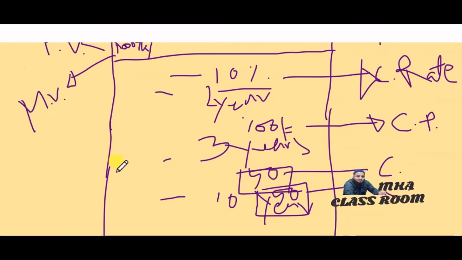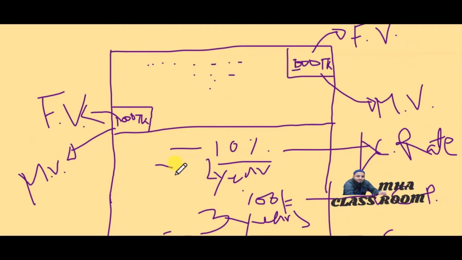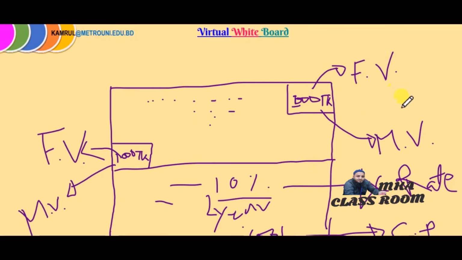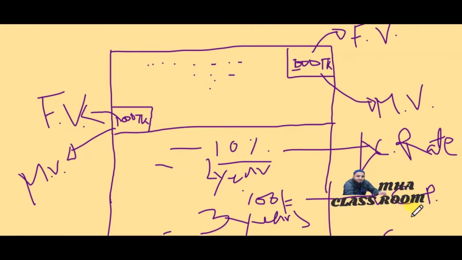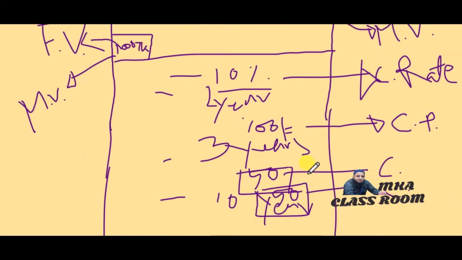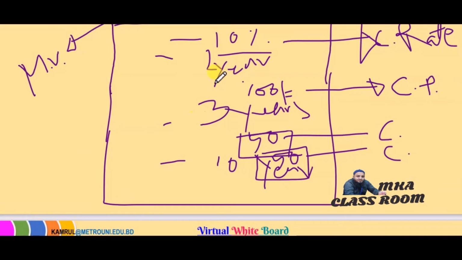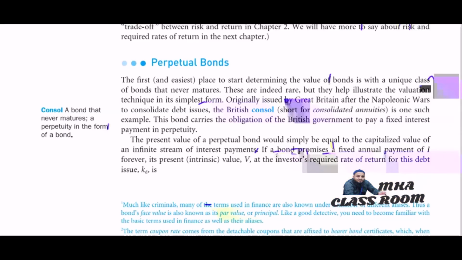That's the bond mechanism, or the bond's core terms: face value, coupon rate, coupon, maturity value, maturity period. These are the most important things related to the bond. After that, we will see a very special type of bond. You can call it the perpetual bond, which never matures.